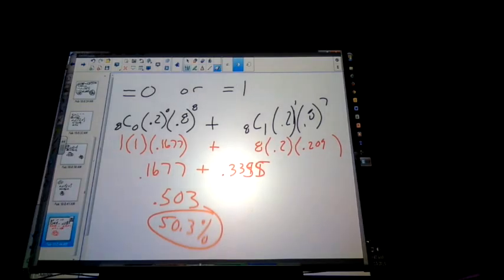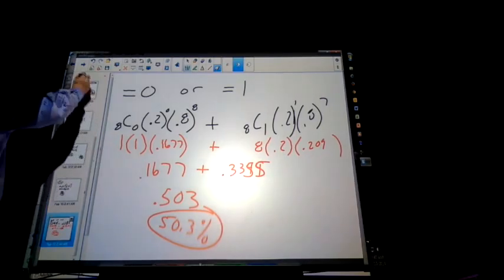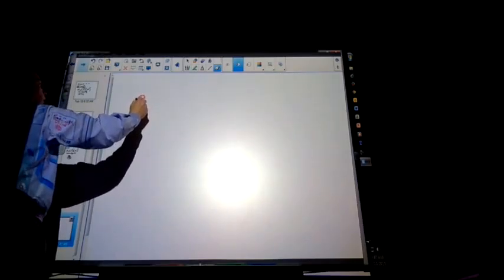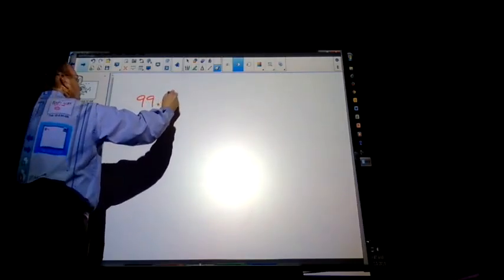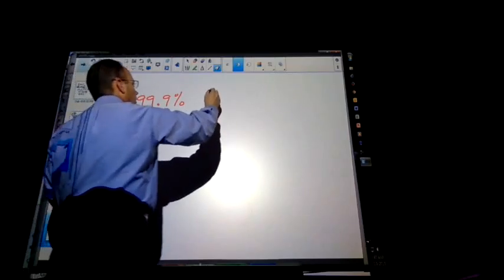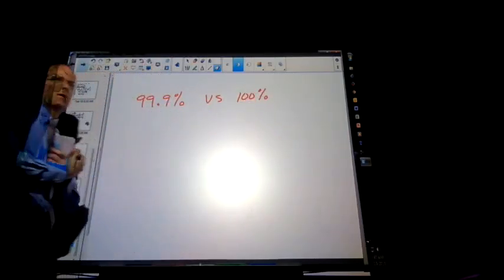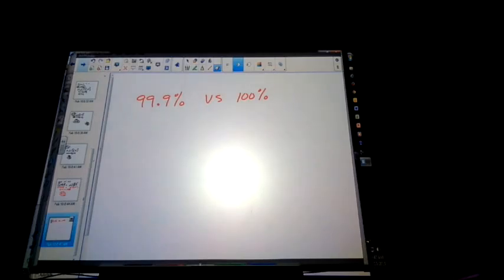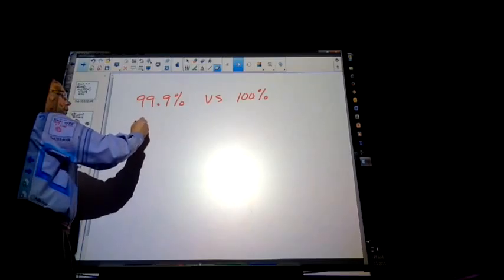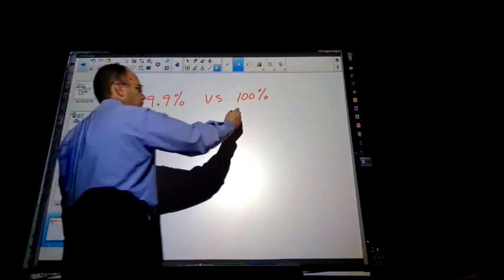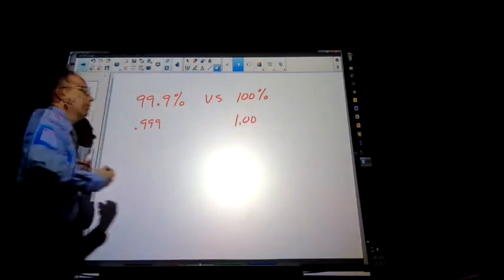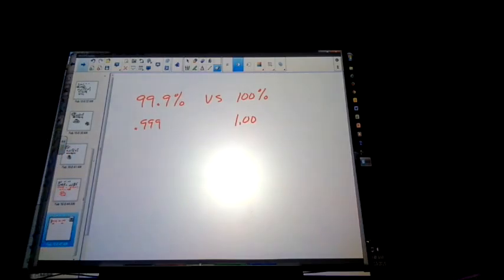And while we are talking decimals, what's the difference? This converts to this. Do you agree? This converts to this. Do you agree? What's the difference? Still a chance.